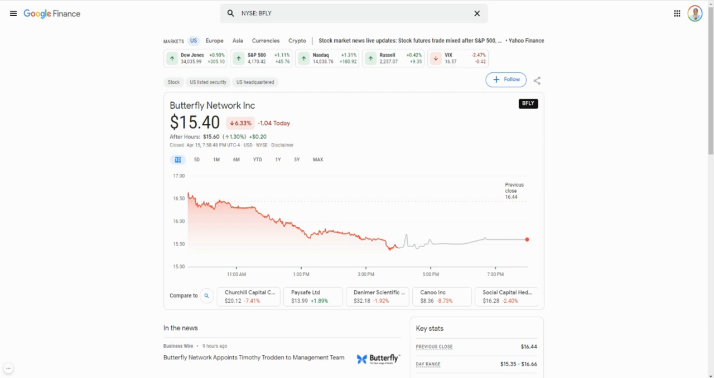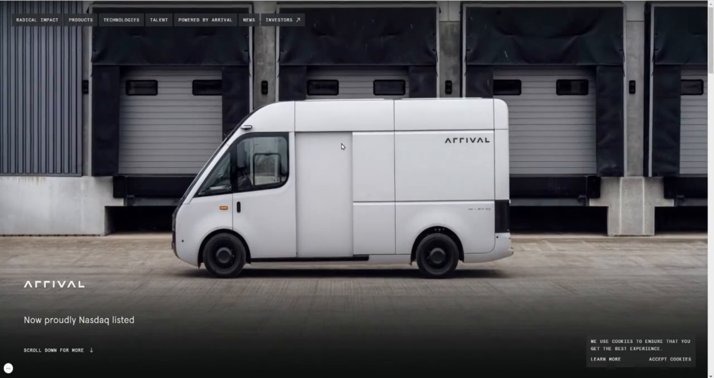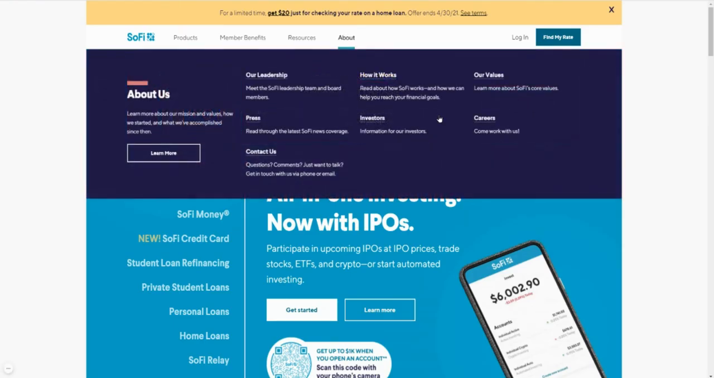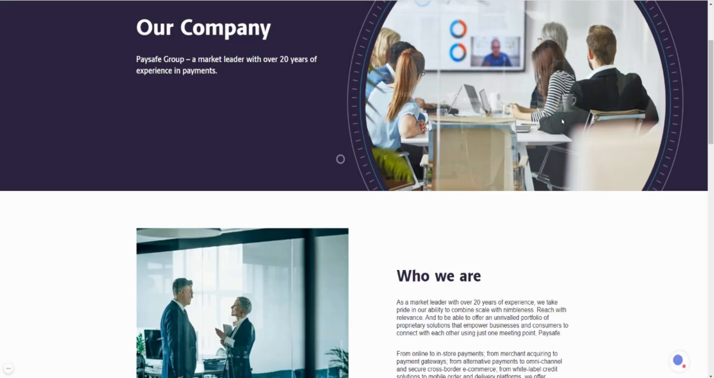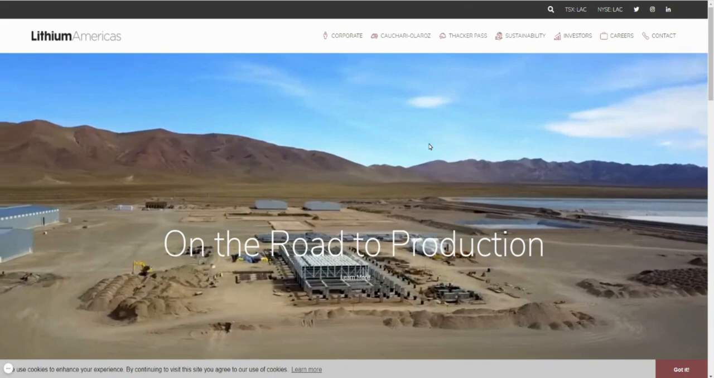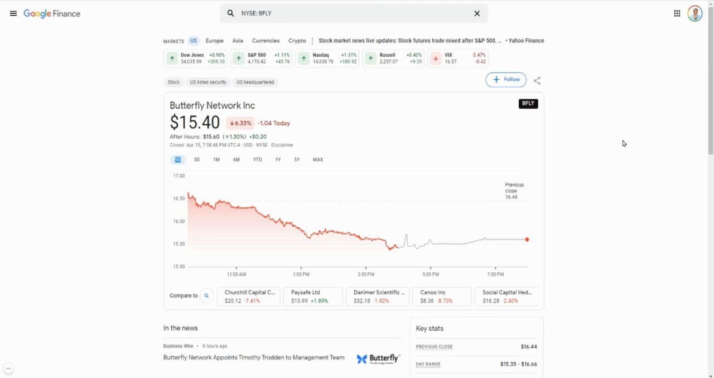So a quick recap here. The first one that we talked about was Desktop Metal, ticker symbol DM. The second one is ARVL, ticker symbol ARVL. The third one that we talked about was SoFi, ticker symbol IPOE. This is a SPAC. When they finally go public or finish their merger, the ticker symbol is going to change to SoFi. So that's still in progress. And then we have PaySafe, ticker symbol PSFE. And then we have Lithium America, ticker symbol LAC. And then finally, the bonus one I gave you guys is Butterfly Network, ticker symbol BFLY.